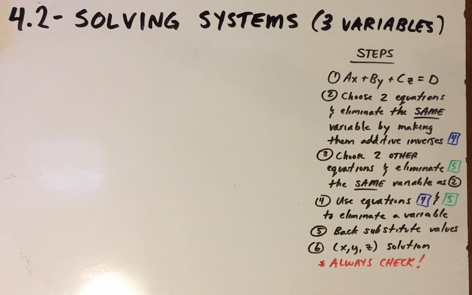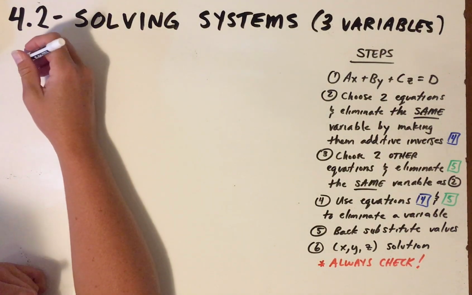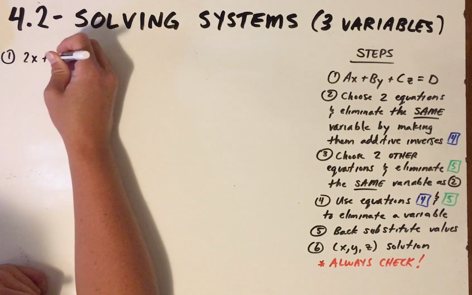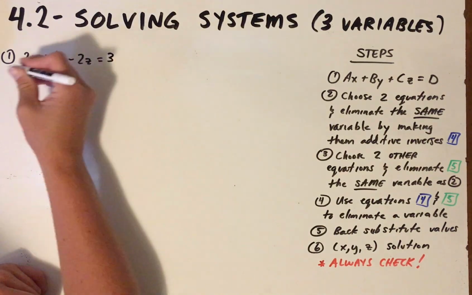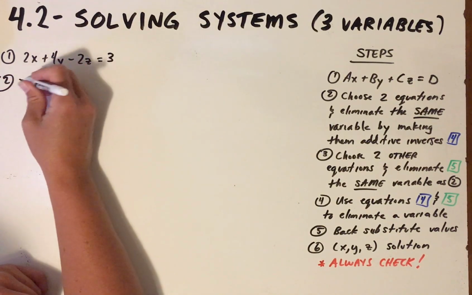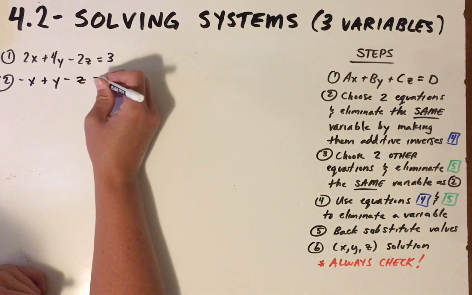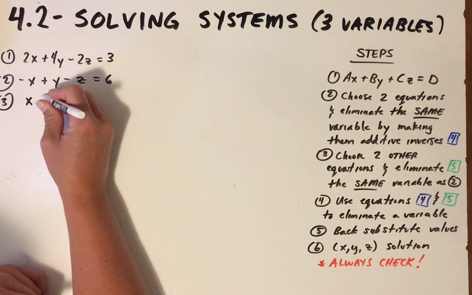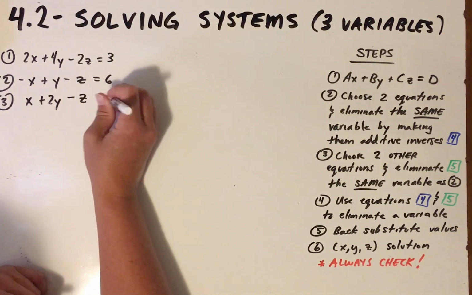Okay, so example here of that, we'll do equation 1 is going to be 2x plus a 4y minus 2z is equal to 3. Equation 2, we'll do negative x plus y minus z is equal to 6. And equation 3, we'll do x plus a 2y minus z is equal to 1.